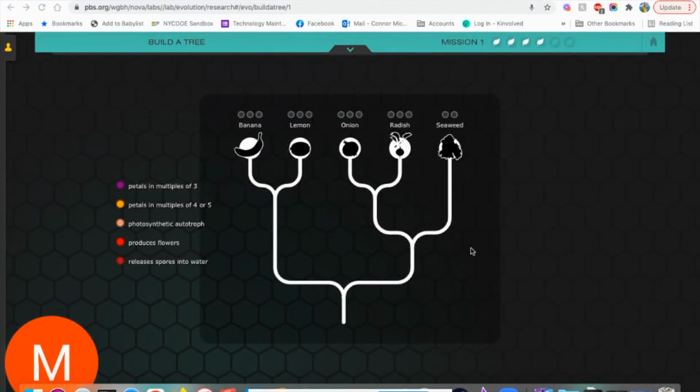Now the third one we have to unlock to finish the mission is all on these plants. Now I don't know about you, but I have no idea how many petals each one of these produces. So if I were to do a guess and check, releases spores into the water, my guess would be just that seaweed, because that's the only one.